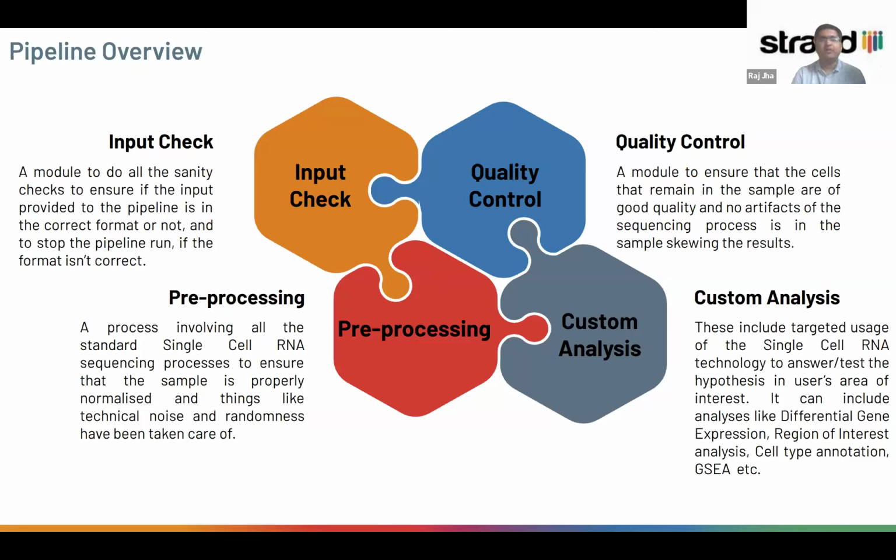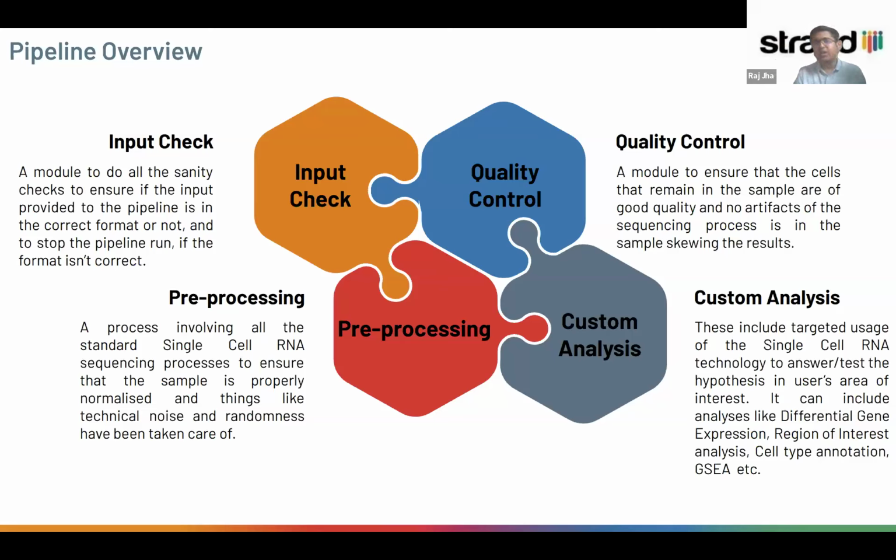For any pipeline that you build, be it a single-cell or CITE-seq pipeline, anything that has to do with single cell, there will be four components. These four components are input check, quality control, pre-processing, and custom analysis. Input check is a module just to do all the sanity checks. It is to ensure that before you run processes that are compute heavy, you have everything in place. Because once those processes run, you don't want them to stop at that particular moment, because it would be detrimental to different processes. So that is not what you want.